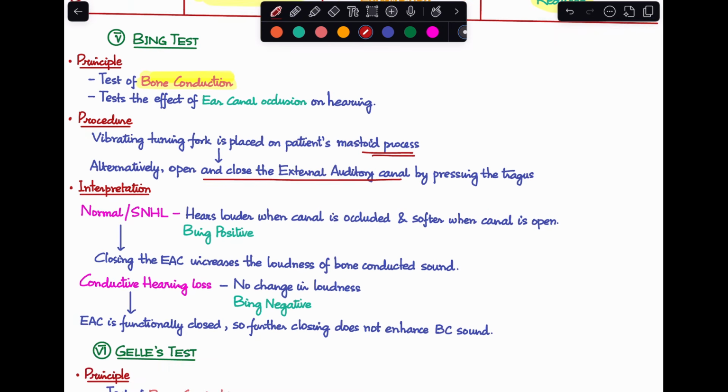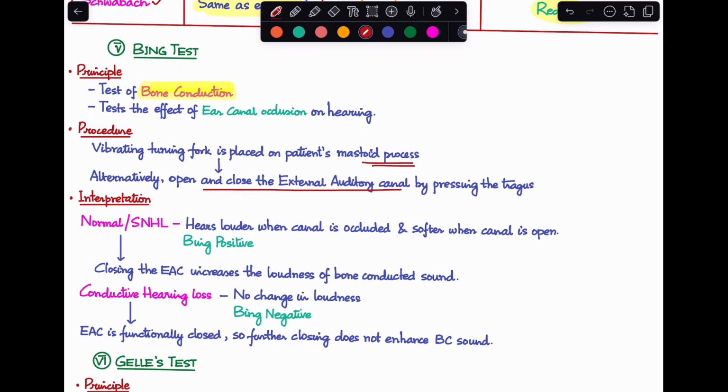What would be our interpretation here? In a normal person and in sensorineural hearing loss, the patient will hear louder when the canal is occluded and softer when the canal is open. You can try this out yourself in your own ear. When you press the tragus inwards, you will hear louder than when you open it. That's because when you press the tragus inward, the air conduction component is completely removed, so the bone conduction feels louder. This is known as Bing's positive.